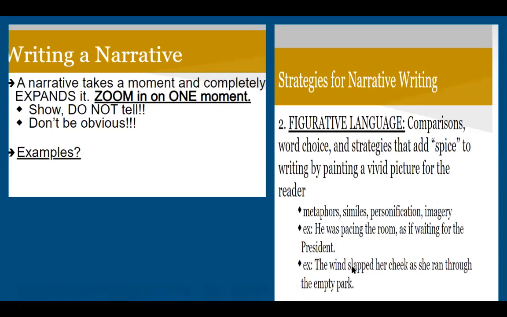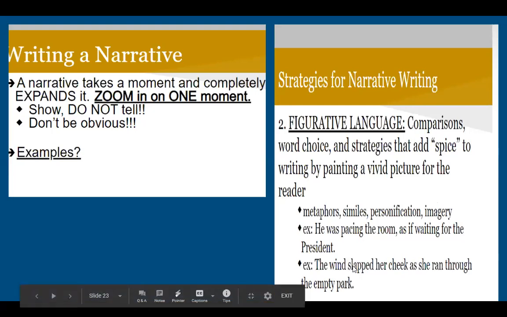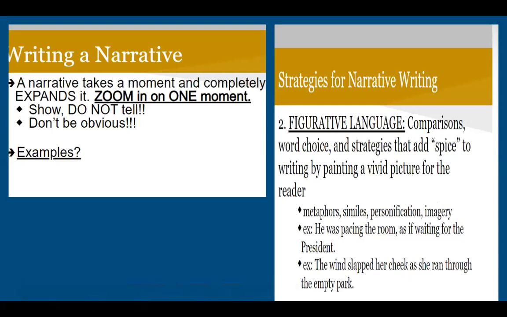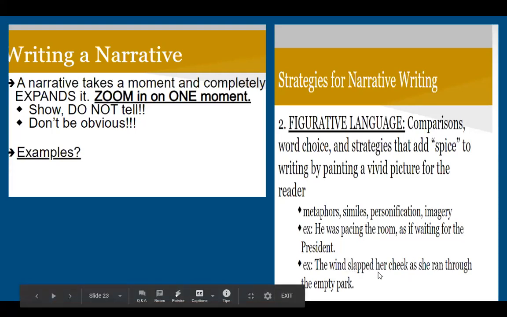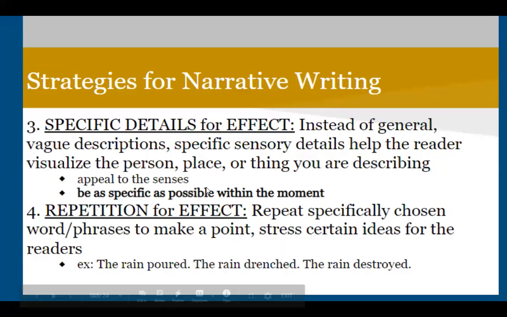Have you ever found the wind slapping? Usually the mother slaps the child, right, for mischievous behavior. But here the wind is slapping the cheek as she ran through the empty park. So see the kind of figurative language being used to describe it.